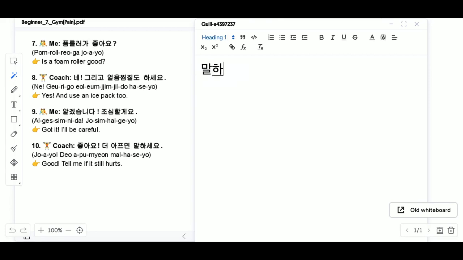And 말하세요. 하세요 is also the proposal of like please do so. Please do so. And 말 is talk or tell. So please do tell me in case you're more sick, like if you feel more sick than now. That's 말하세요. And so this is the explanation.